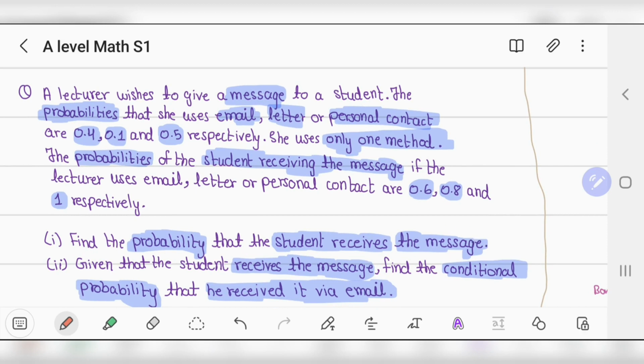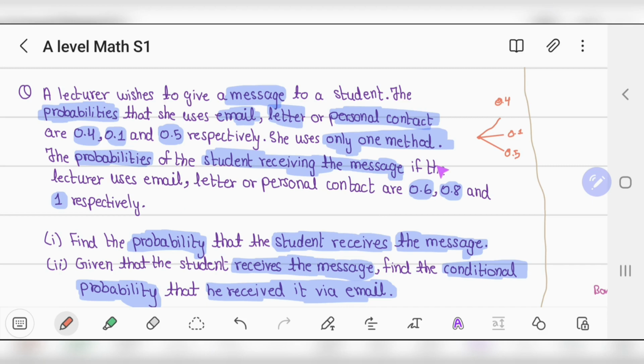So here's what you're going to do. You're going to make a tree diagram. It starts from the lecturer. The lecturer sends either through email, through letter, or through personal contact, and respectively the probability of sending through email is 0.4, the probability of sending through a letter is 0.1, and the probability of sending through personal contact is 0.5. Then if she decides to send a message by email, what is the probability that the student receives the message?